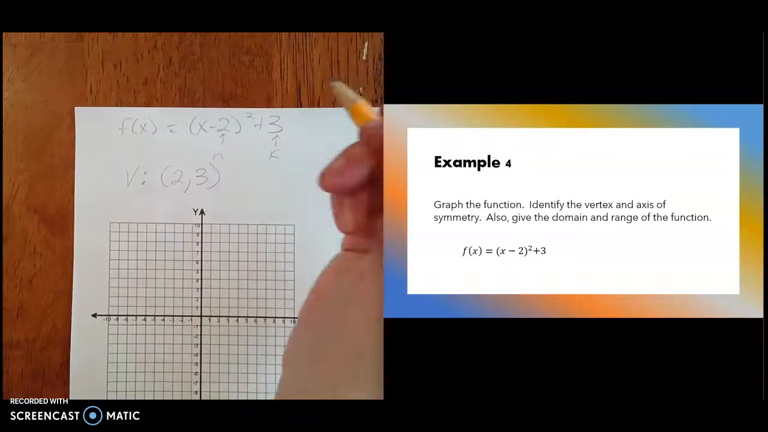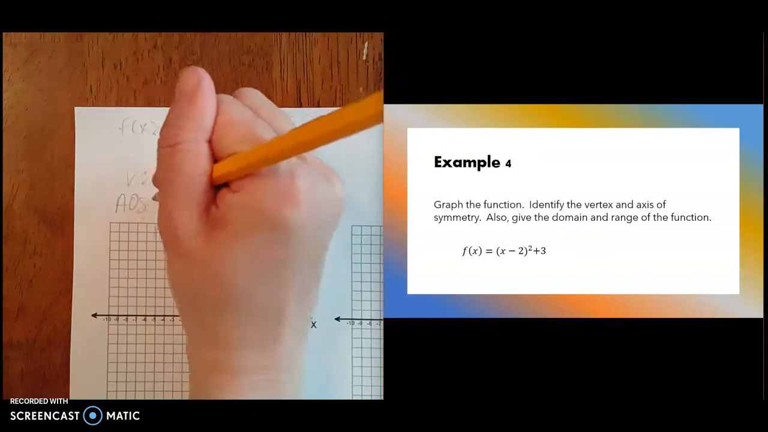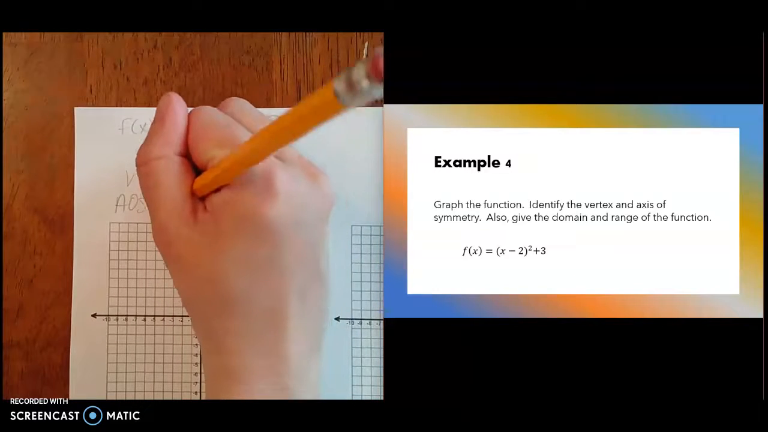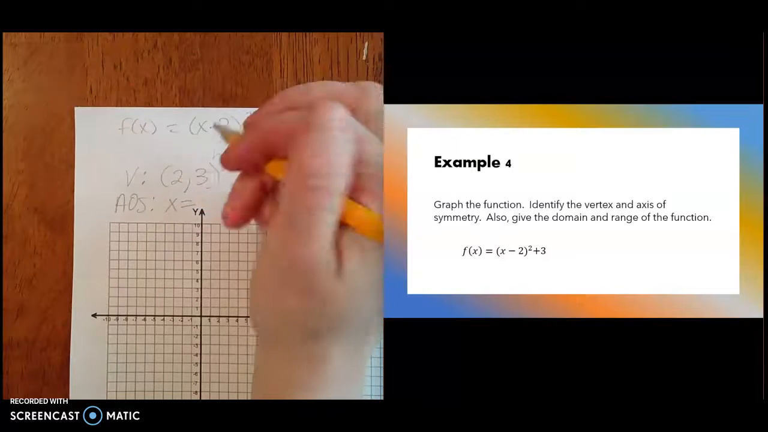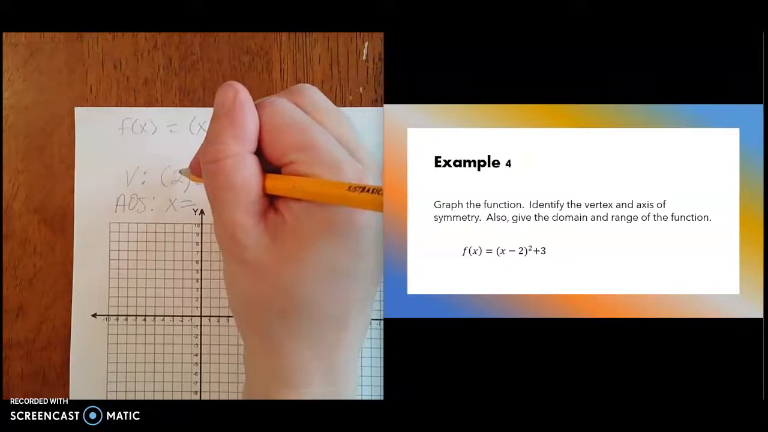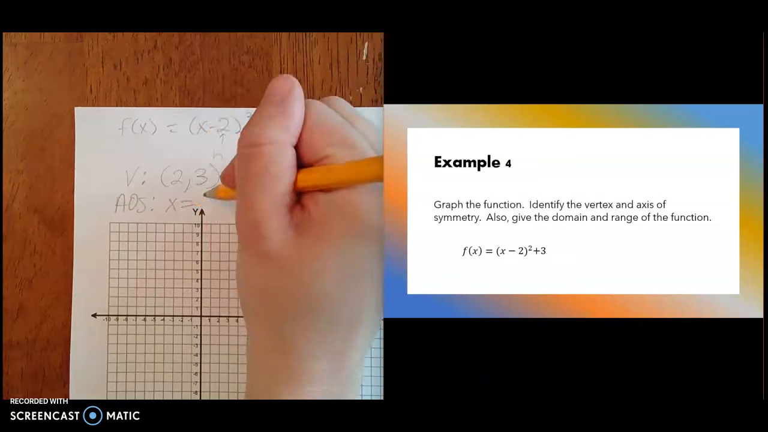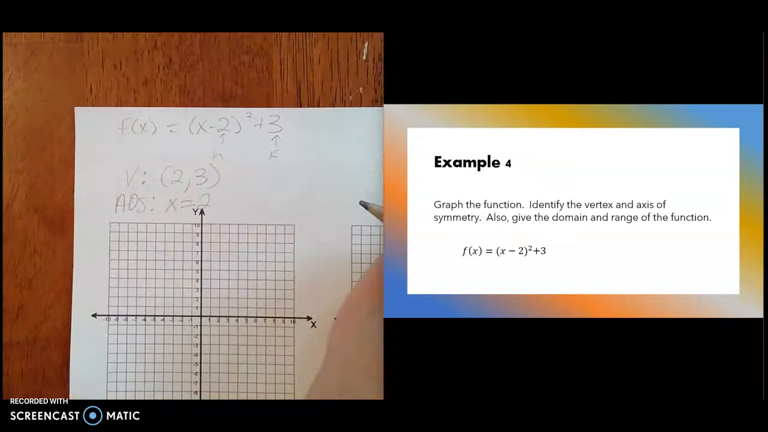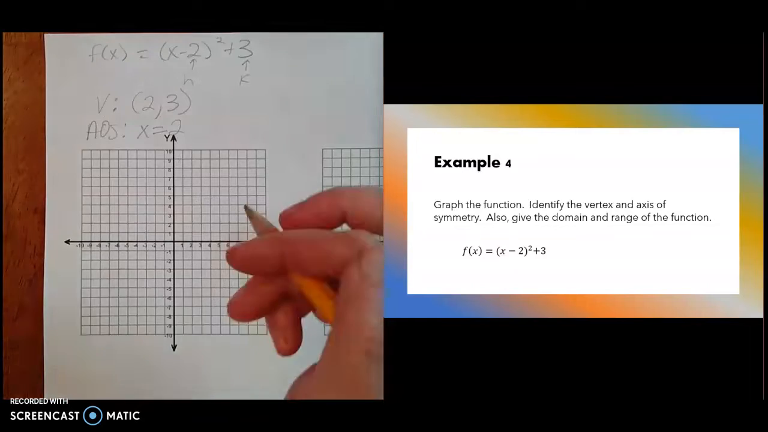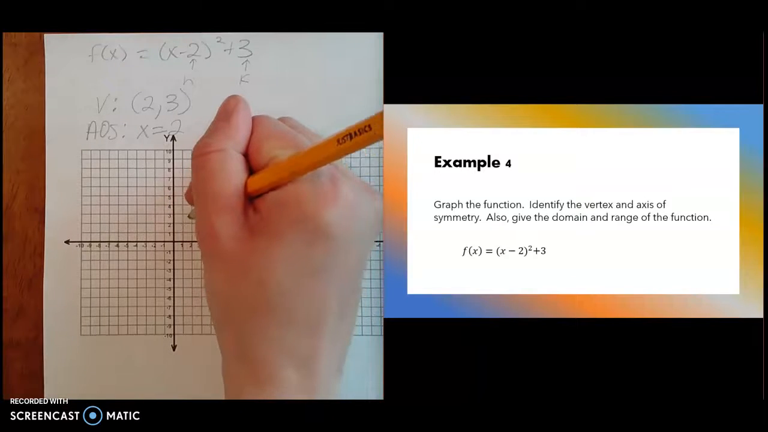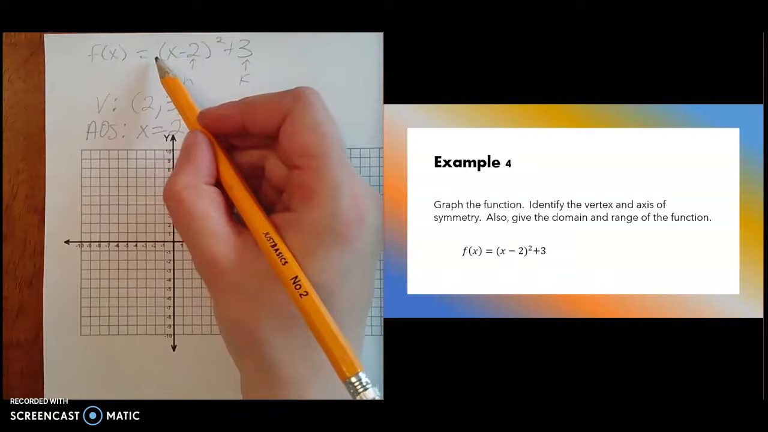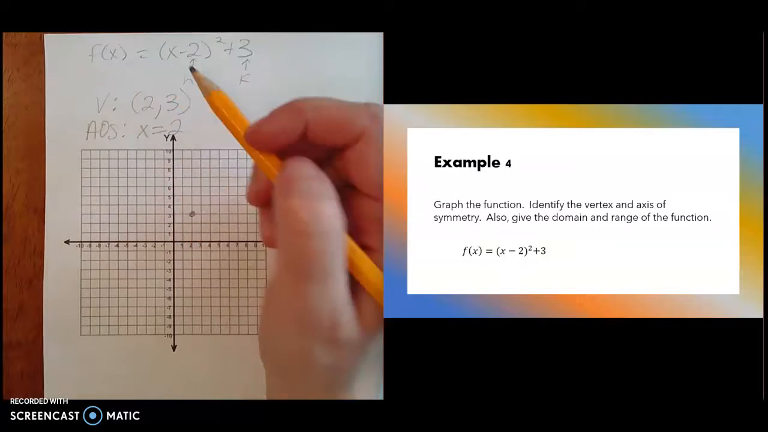Okay? The axis of symmetry is always a vertical line, so x equals a number. And it's always going to equal the x coordinate from our vertex. So if the x coordinate is 2, the line x equals 2 will be our axis of symmetry. Okay? So when I'm plotting this, I can definitely start with that (2, 3) point. There's our vertex. I can tell you with the a value of 1 that it's going to open up.